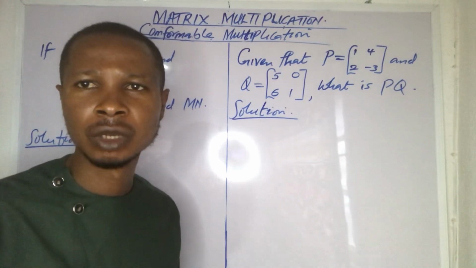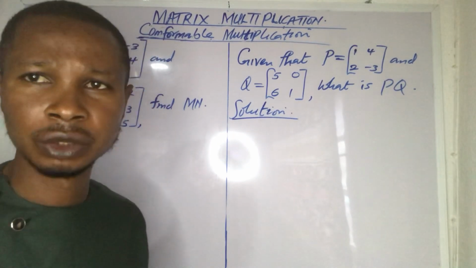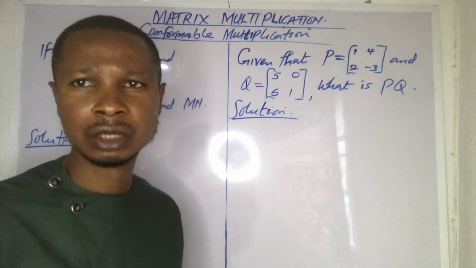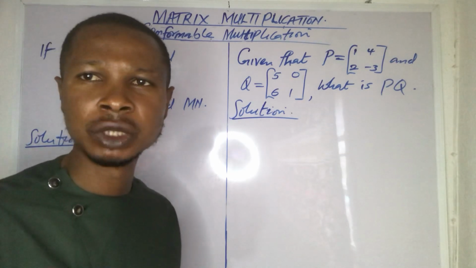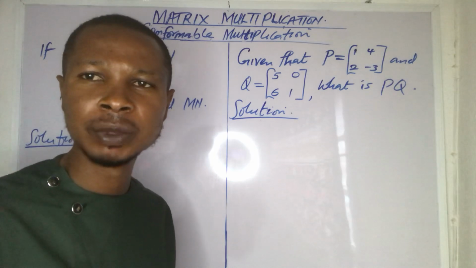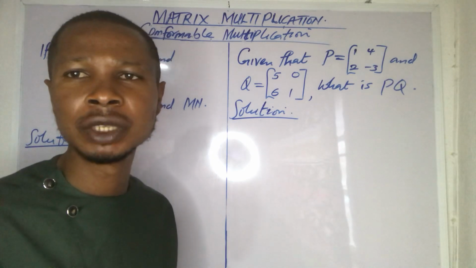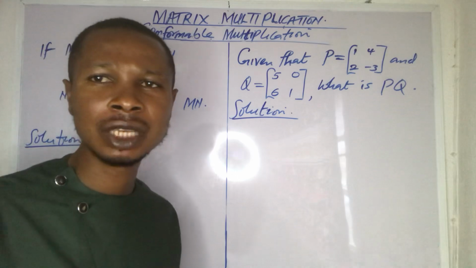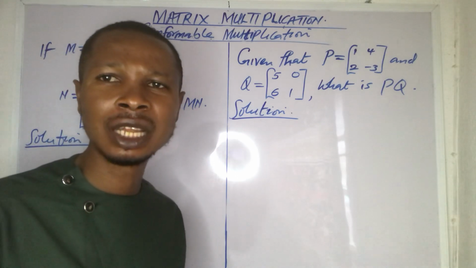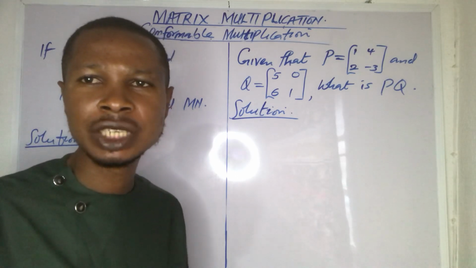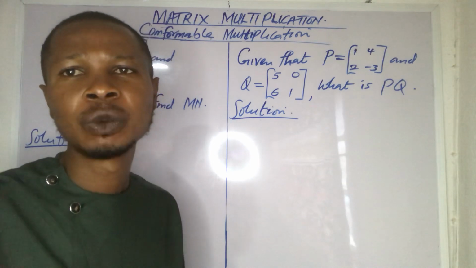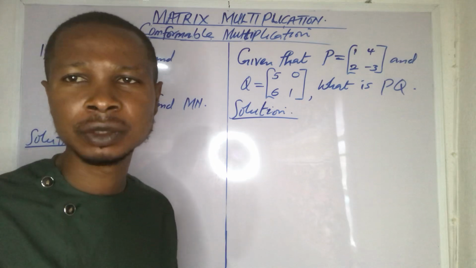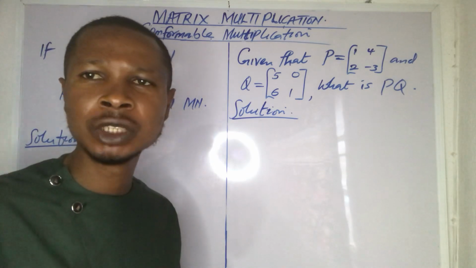In this class, we are looking at multiplication of matrix also, but we are looking at conformable multiplication. I said we have two types of multiplication of matrix, scalar multiplication and conformable multiplication. In our previous classes, I've looked at scalar multiplication. So in this class, I'm looking at the second type of multiplication of matrix, which is conformable multiplication. So what is conformable multiplication?